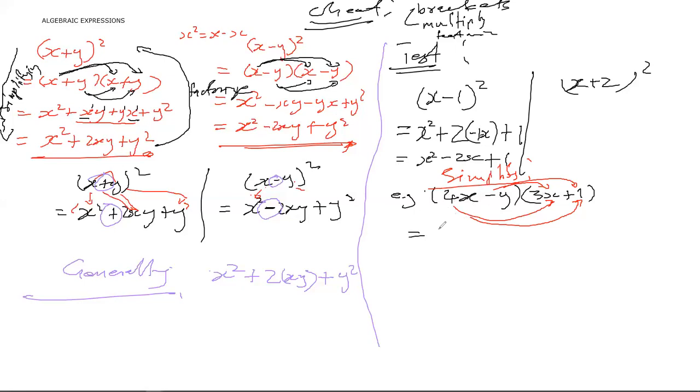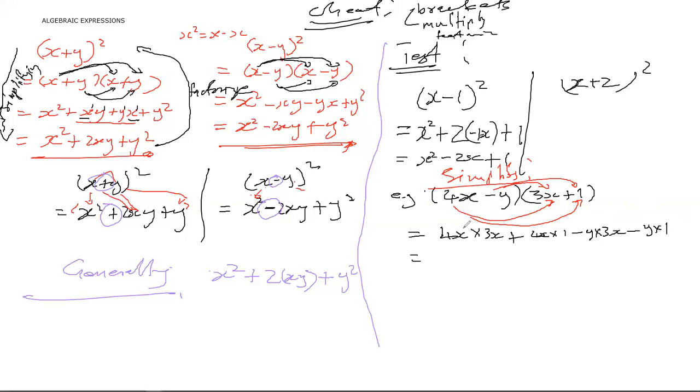This thing is going to be 4x times 3x. Okay, maybe let me write it. 4x times 3x. There's the first step that I took. And I'm going to say plus because positive and positive is positive. And I'm going to say 4x times 1. And I'm going to say negative and positive is negative. Then y times 3x. I'm going to say negative and positive is negative. Then I have y times 1.